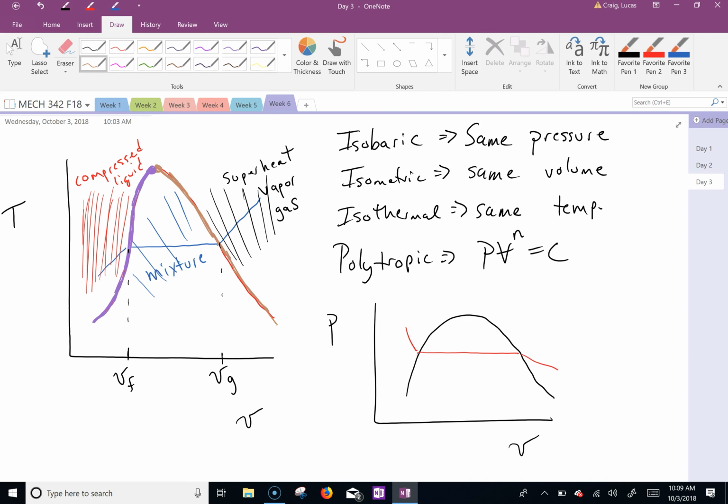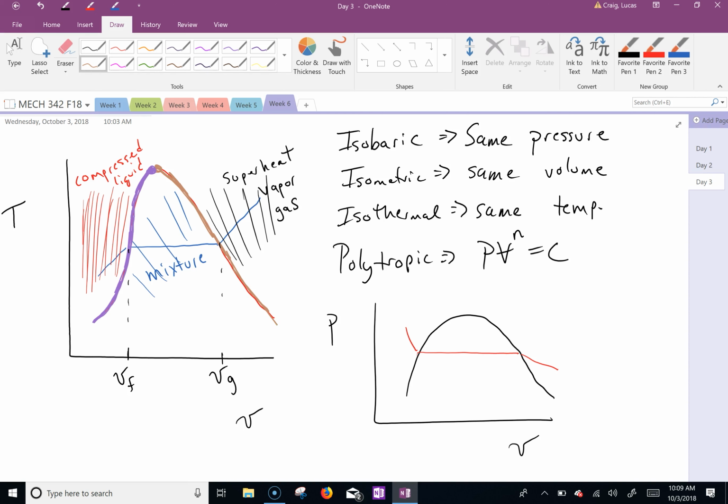Now, do these bottom ones? I'm going to continue using this. Do they always have to be VF or VG? No, but always remember that saturated liquid are all subscript F, all on the right side subscript G. Okay, good.